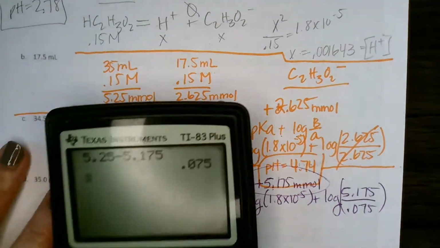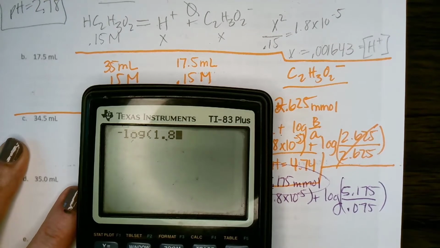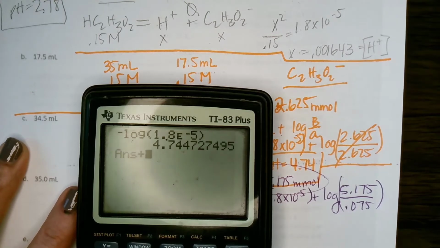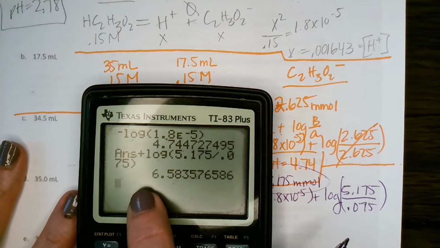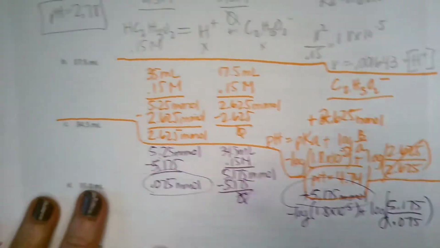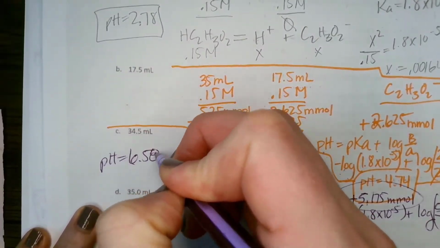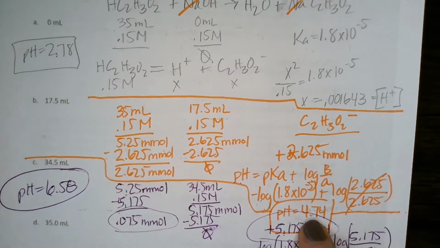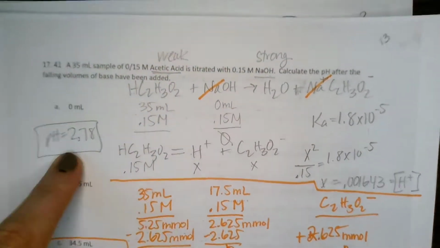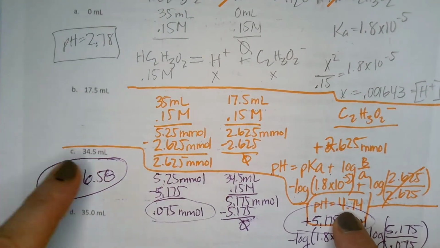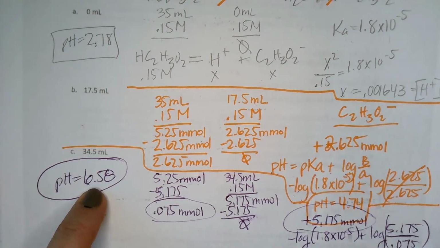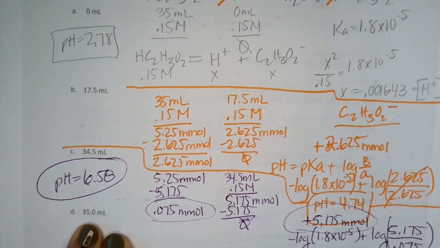Let's see what we get. Negative log of 1.8 times 10 to the negative 5th plus the log of 5.175 divided by 0.075. And we get a pH of 6.58. So I'll write that over here. pH is 6.58 units. So our pH has increased. Starting at 2.78, add some base, it became more basic, 4.74. Add some more base, it's up to 6.58. Let's see what happens when we add another half of a milliliter, so 35 milliliters.